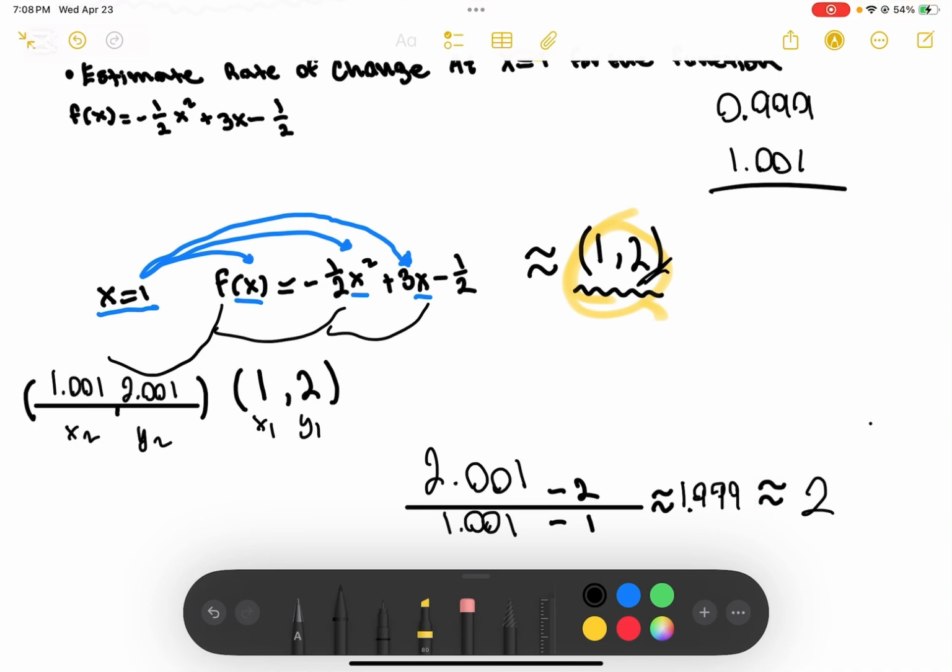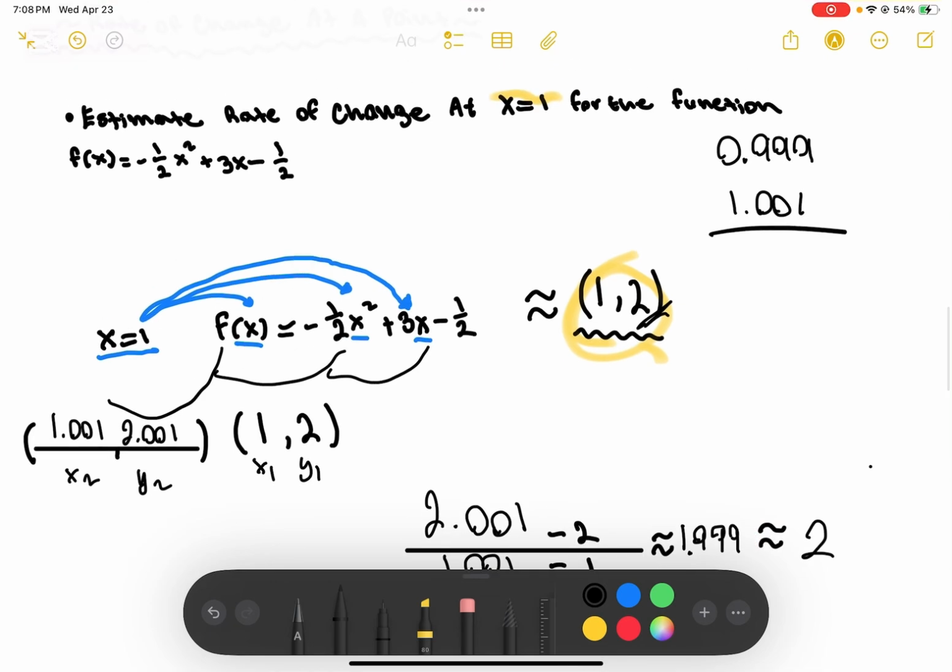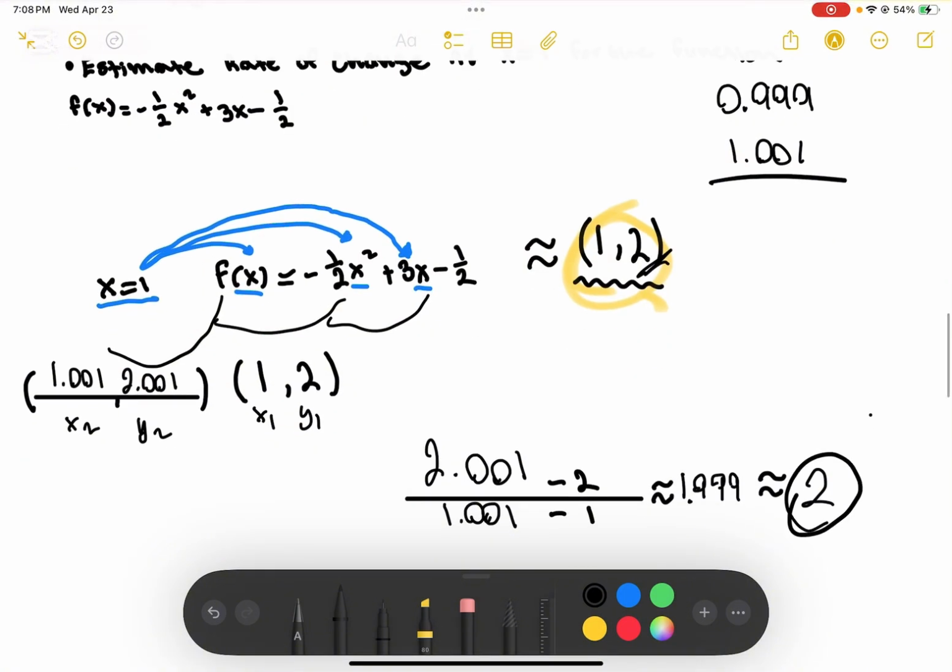So the rate of change throughout this function, based on that 1 point they gave us, and we estimated a number that was closer to that, is 2. So the rate of change for this function is 2.